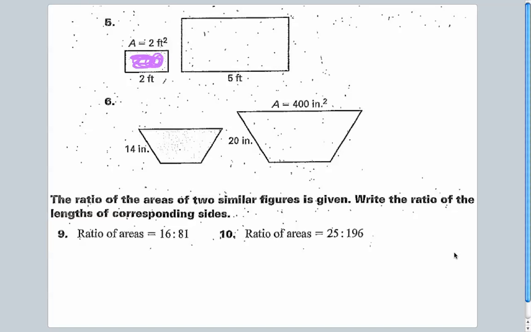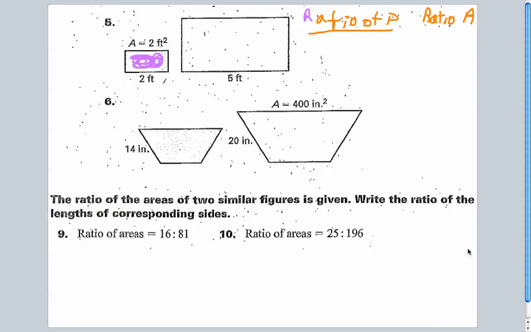I make one that says ratio of perimeter, then I have the same thing, the ratio of the area. I don't have room to write "of," but ratio of the area.